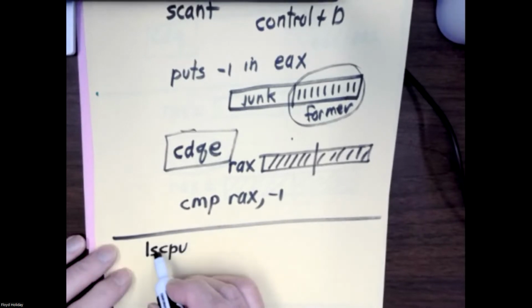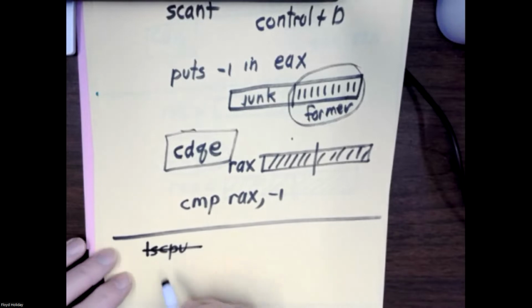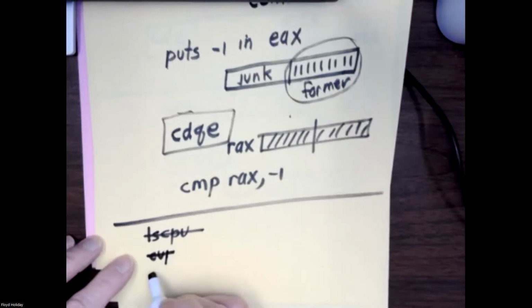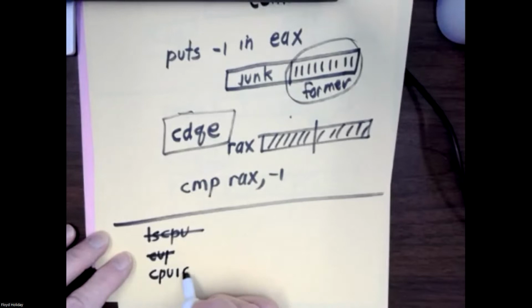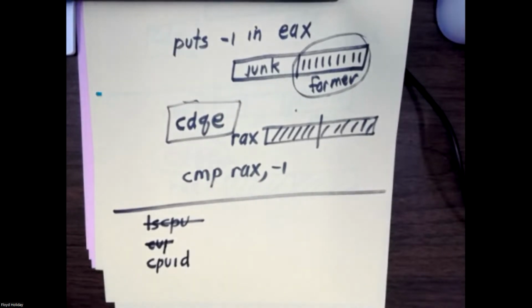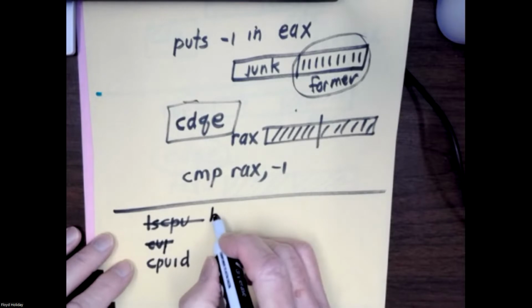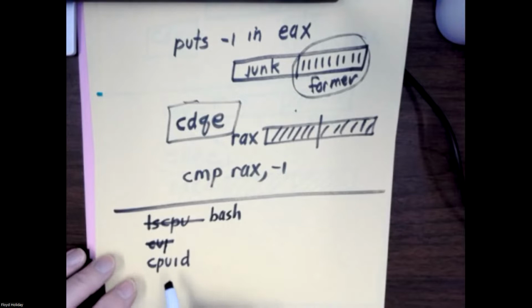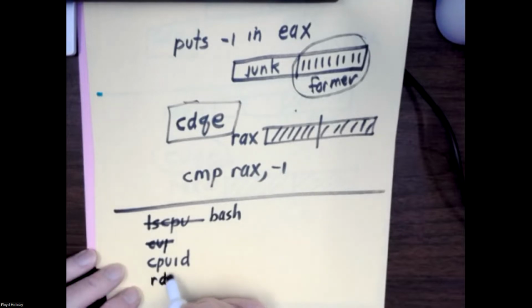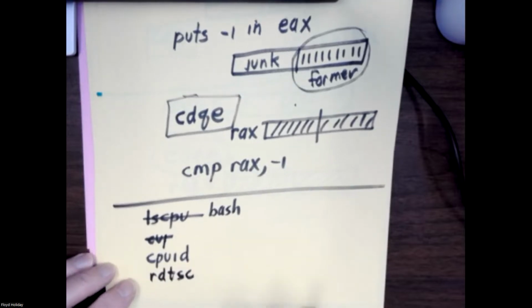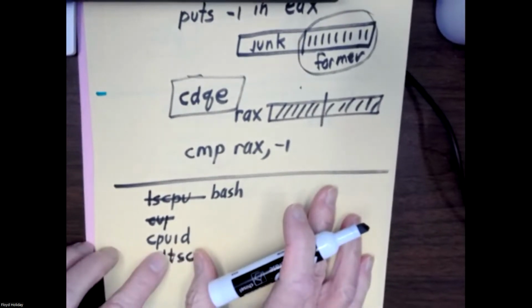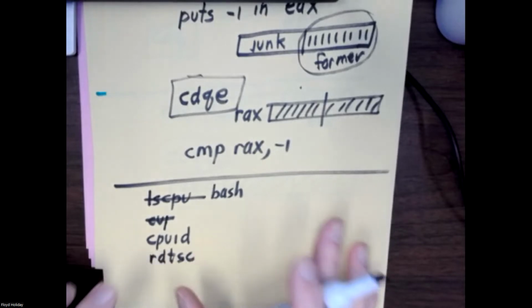No, that's a bash command. Sorry. CPUID. Can't even spell it. CPUID, okay, that's an assembly instruction. This is bash. Okay, so we do the pair CPUID and RDTSC. And then you remember that the first two letters are read, and the last three characters are time stamp counter.